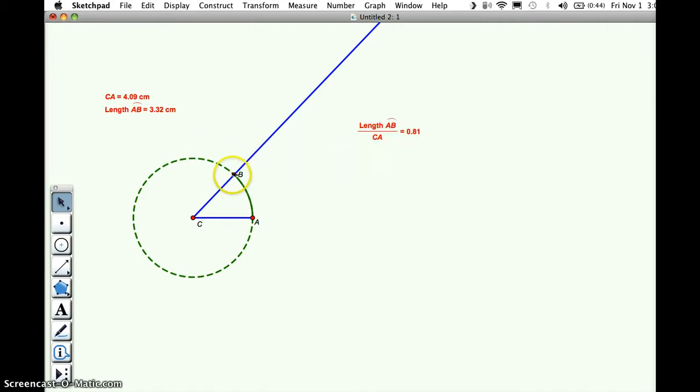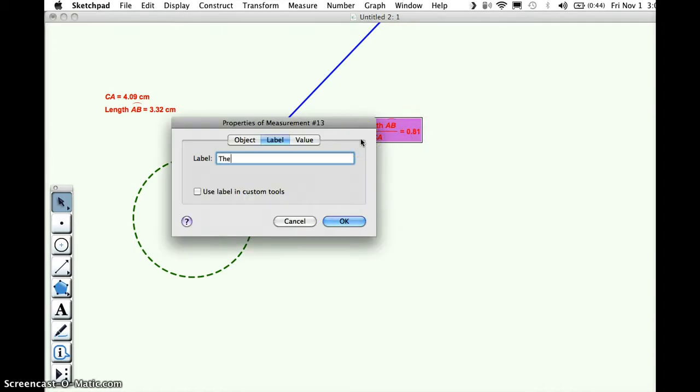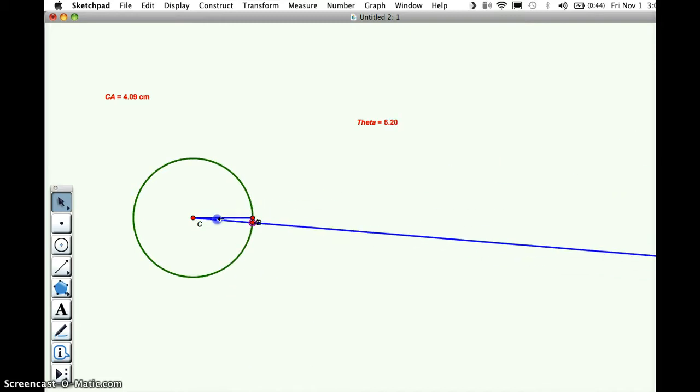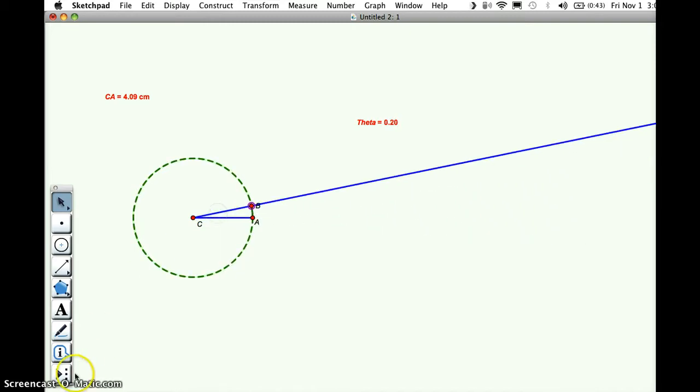We will go to Properties and change the label to read theta, so we know that this measure corresponds to the angle measure of angle BCA. We no longer need the measure of the arc length, so we will hide this measure. If we bring the point B halfway around the circle, it should be at about pi, which is around 3.14. If we bring B all the way around the circle, it approaches 2 pi, which is approximately 6.28.